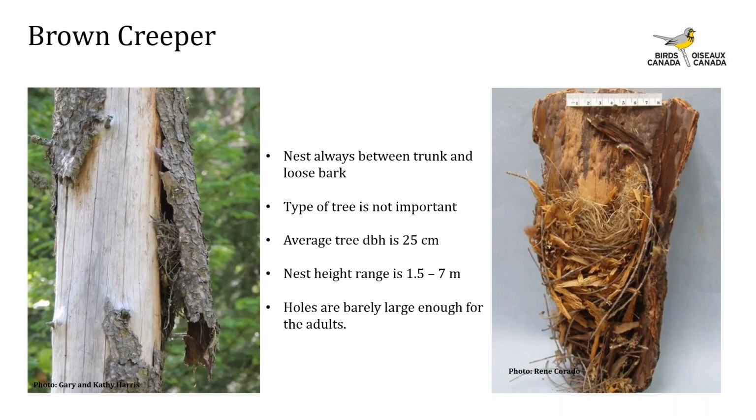And the reason for that is that their nests are always built between the trunk and a loose piece of bark. So an adult will move in and out of the area multiple times before choosing it as a suitable nest site. The type of tree is really not that important. They will nest in both deciduous and coniferous trees. It really just matters if that loose bark is there. Their average diameter at breast height of the nest tree is around 25 centimeters, and their nest height ranges from 1.5 to 7 meters. And the cavity holes, or the cavity in quotation marks here, are usually just barely wide enough for the adults to fit through.